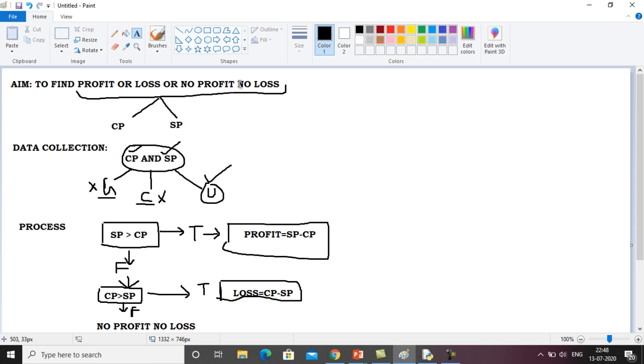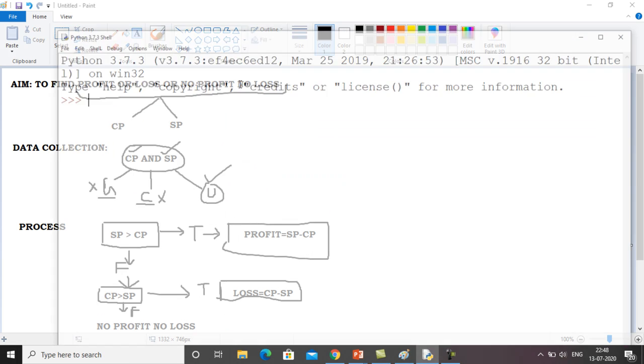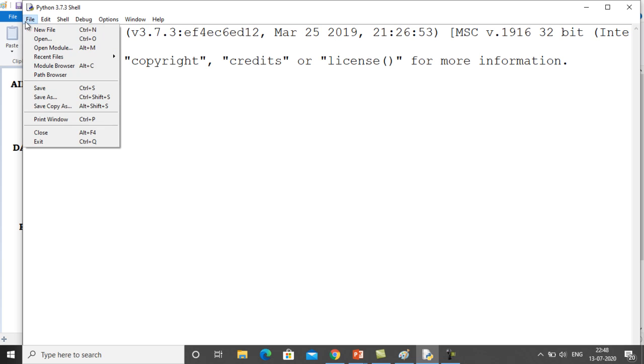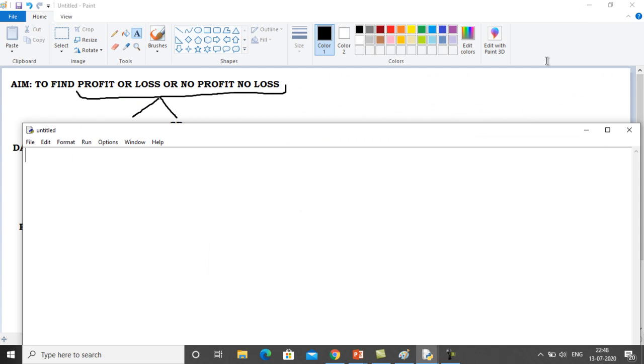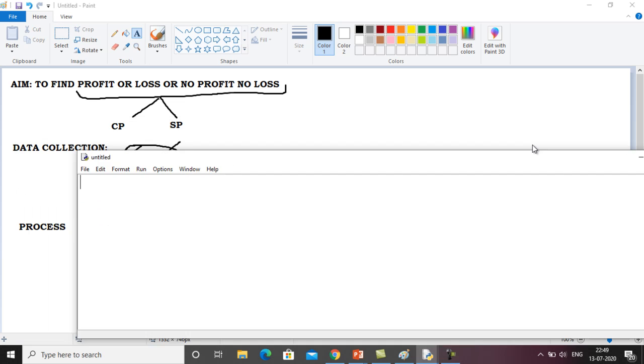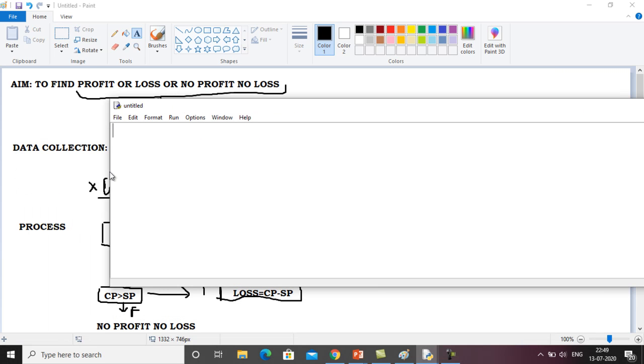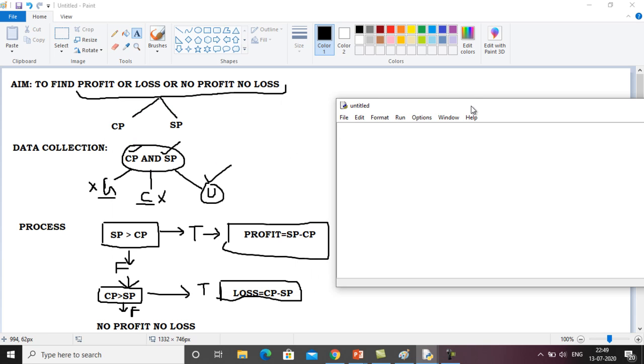Okay, so now the logic building is ready with us, and let us show the result to the users. For that we have to write the code. So this is my Python interactive mode. I open a new file over here for writing the code. Let me first minimize the size of this so that I can write the code as well as consider my logic, which I have created just now. Okay, so let's write the program.